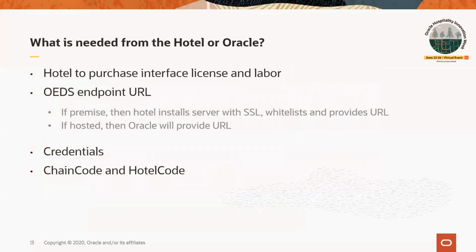Now, what is needed from the hotel or from Oracle? First, the hotel has to purchase the interface license and labor to install the interface. The vendor then needs the OEDS endpoint URL. This is typically provided by either the hotel, if it's premise, along with the hotel installing the SSL, and whitelisting, and provides you the URL. If it's hosted, then the Oracle PM or the installer will provide you the URL. Credentials. If required, credentials are going to be provided to you by either Oracle or the hotel, as well as the chain code and hotel code that are needed.